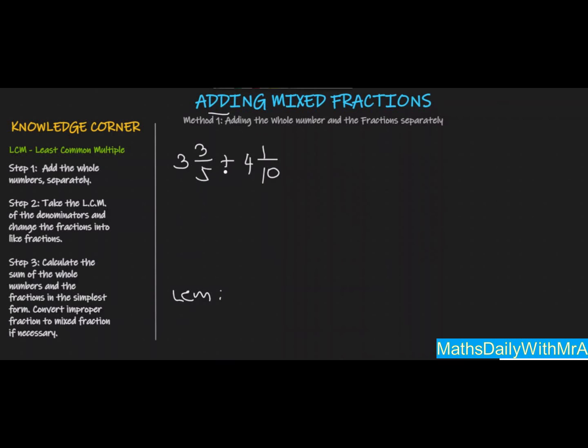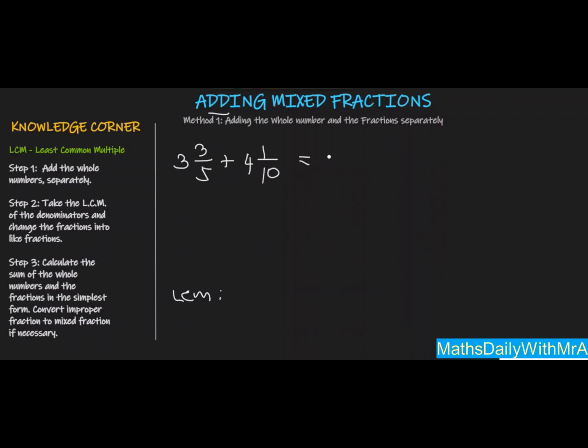In adding mixed fractions using the first method, there are three basic steps that you need to remember. Step 1. Add the whole numbers separately. Step 2. Take the LCM of the denominators and change the fractions into like fractions. And step 3. Calculate the sum of the whole numbers and the fractions in the simplest form. Convert improper fractions to mixed fractions if necessary.